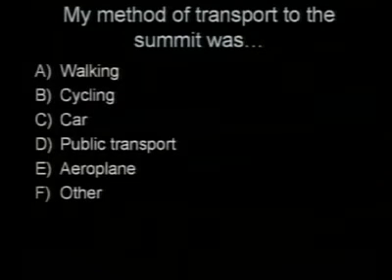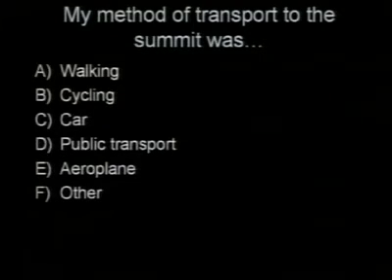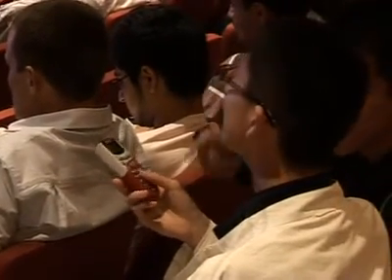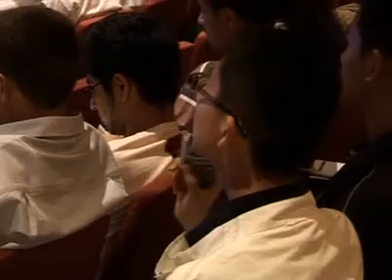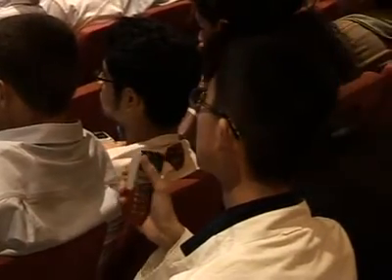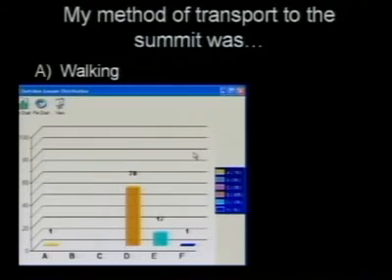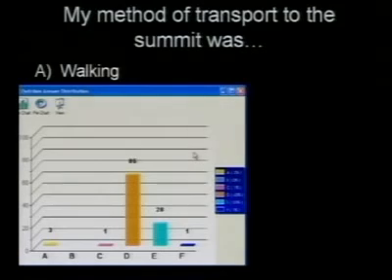Right, okay, next question. My method of transport to the summit was A, walking, B, cycling, C, car, D, public transport, E, aeroplane, or F, other. So you need to make your selection, either A, B, C, D, E, or F, and press the send-receive button. And we can see those coming in now. So far it looks like public transport is winning there. There we go. And a number of people flying in as well, so I'm guessing that's probably our international students coming, because it's probably the best way to get here from around the world, to be quite honest.